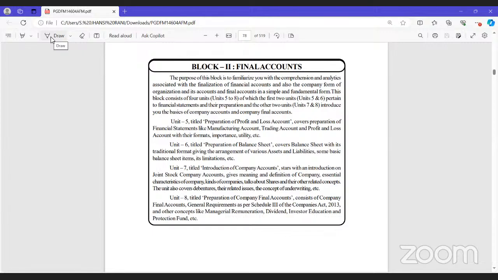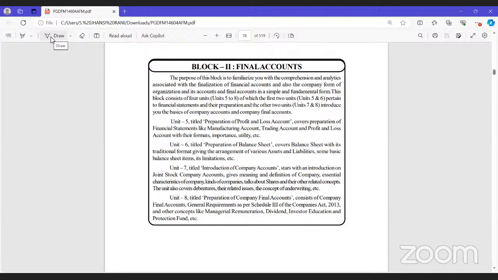Today we will discuss final accounts, that is block 2, in which we have how do we prepare final accounts, and what is a company and how do you prepare a company account, that is introduction to company accounts, types of shares, kinds of companies, their issue, debentures, underwriting, and also preparation of company final accounts.